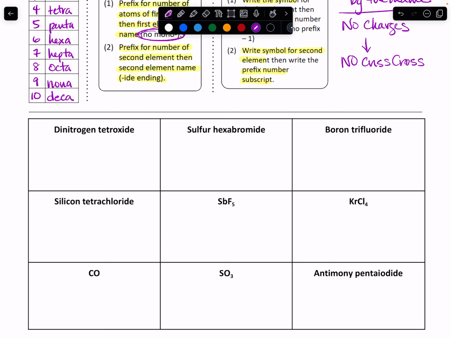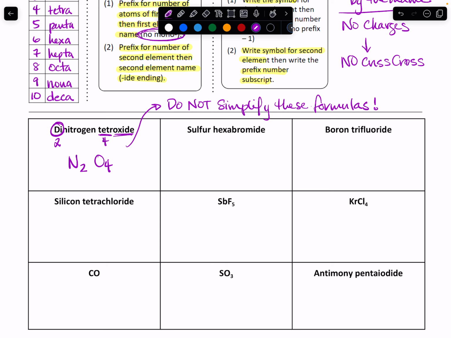So let's start with our first one. It looks like we have a name. We have di, that tells me 2 nitrogen, so N2, and then tetra, so that's 4 oxide, that's oxygen, O4. Oh, and this is a great point. Do not simplify these formulas. Again, because these atoms are being put together through sharing of electrons, you have to have the number that is listed in the name. There's no simpler way to put that compound together. It's not like charges where there might be a simpler way to do it. These are as is, so don't change anything. So dinitrogen tetroxide is N2O4.